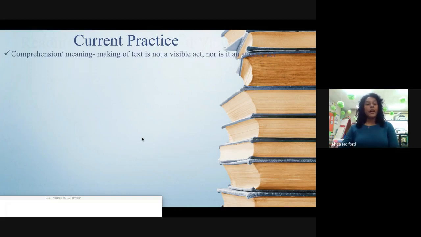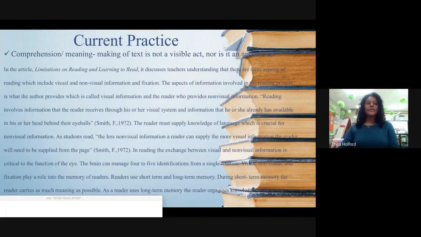With current practice, comprehension, meaning making of text, is not a visible act, nor is it an audible act. In the article, Limitations on Reading and Learning to Read, it discusses teachers understanding that there are three aspects of reading, which include visual and non-visual information and fixation. The aspects of information involved in the reading process are what the author provides, which is called the visual information, and the reader provides the non-visual information. Reading involves information that the reader receives through his or her visual system and information that he or she already has available in his or her head behind their eyeballs.